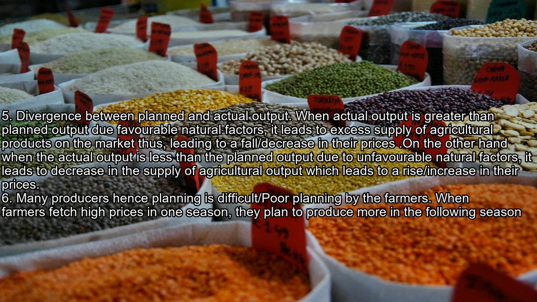On the other hand, when the actual output is less than the planned output due to unfavorable natural factors, it leads to a decrease in the supply of agricultural output, which leads to a rise in their prices. 6. Many producers, hence planning is difficult, or poor planning by the farmers.